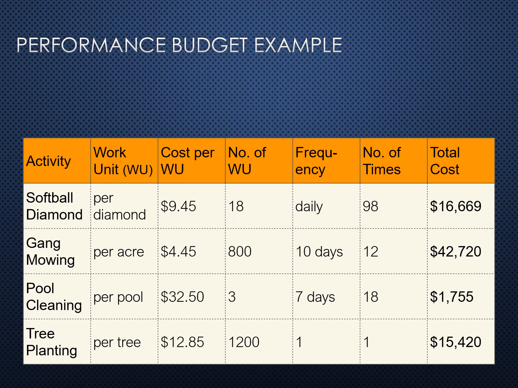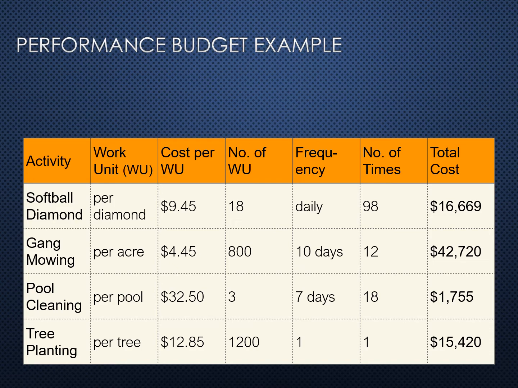That's for, we probably have 4 or 5 people doing gang mowing at once, right? So we're really creating a lot of work for that $4.45. But the number of work units, the number of acres we got, it's 800. And then we have to do it every 10 days. So we have to mow 800 acres every 10 days. And we're going to do it 12 times overall. So that's going to be a cost of $42,000 and some change to mow everything.